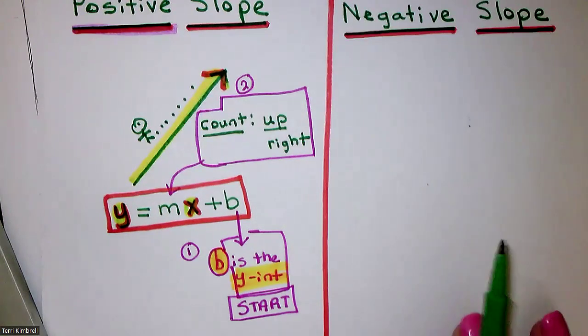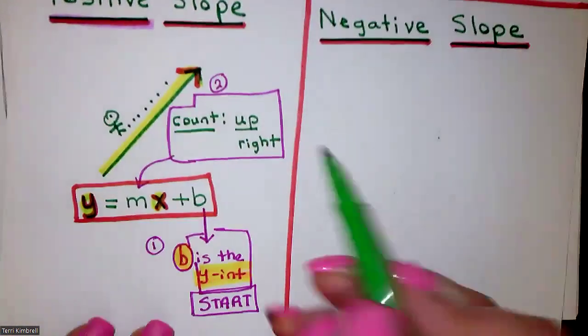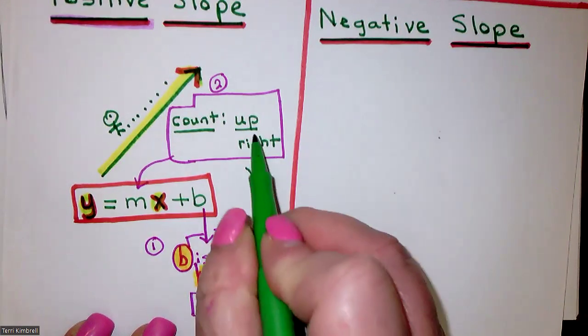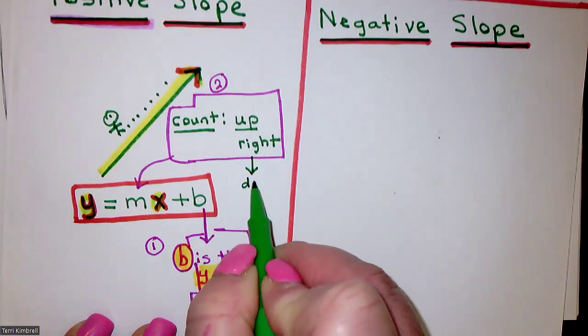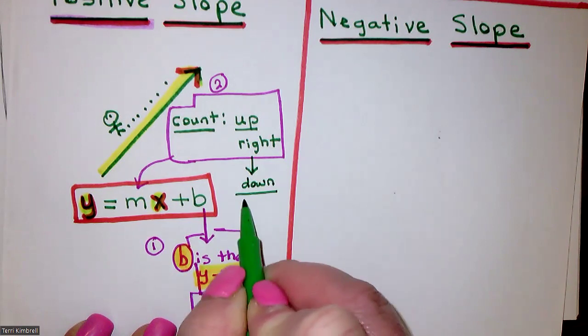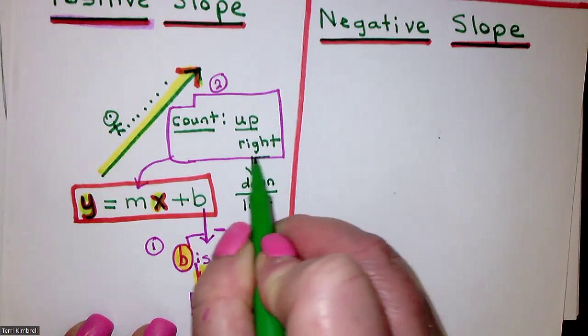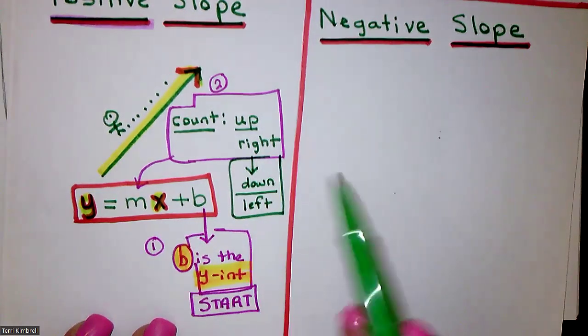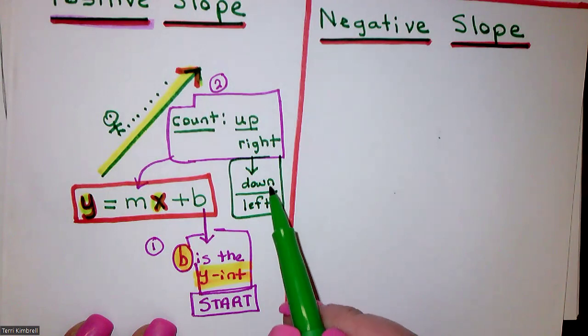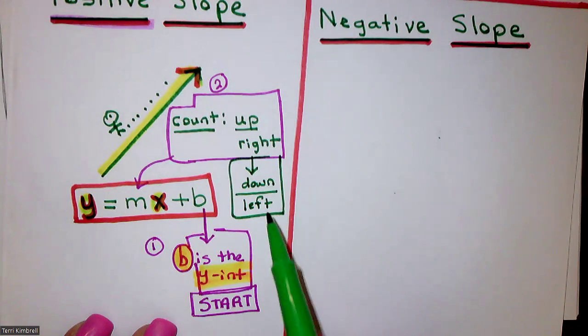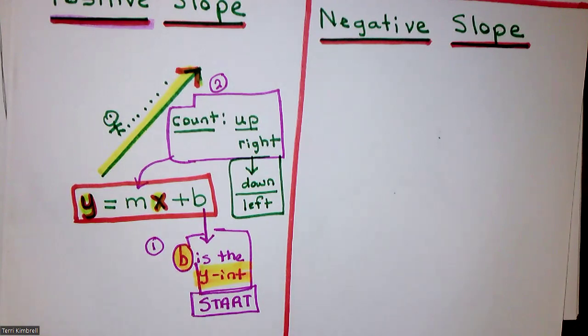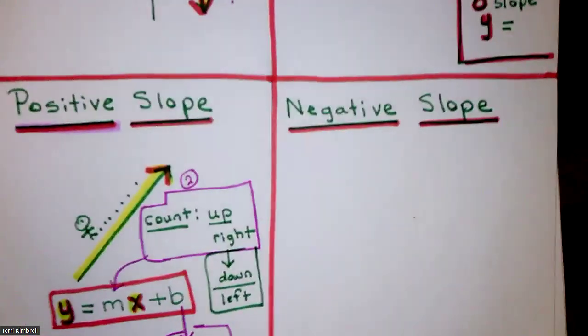Okay, so let's go back and add with our counting that you could also go, instead of up, you could go down. Instead of right, you could go left. And the reason for that is that's two negative moves, and a negative over a negative would give you a positive. So those lines should be going upward. Okay, let's look at our last case of slopes, and then we will go over how to solve again.